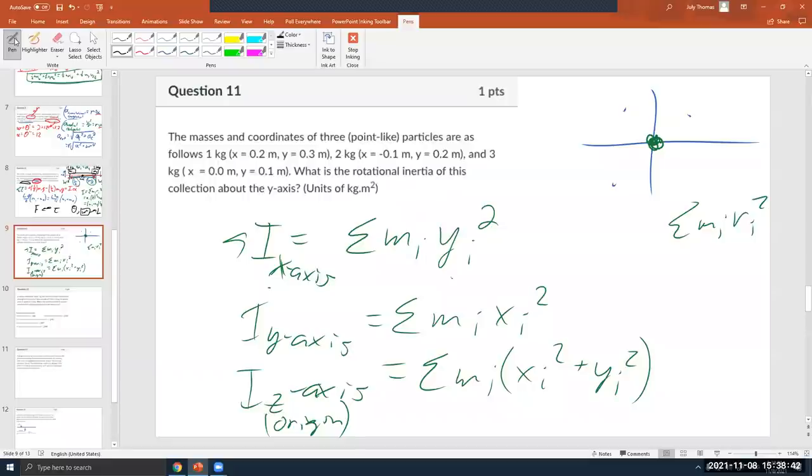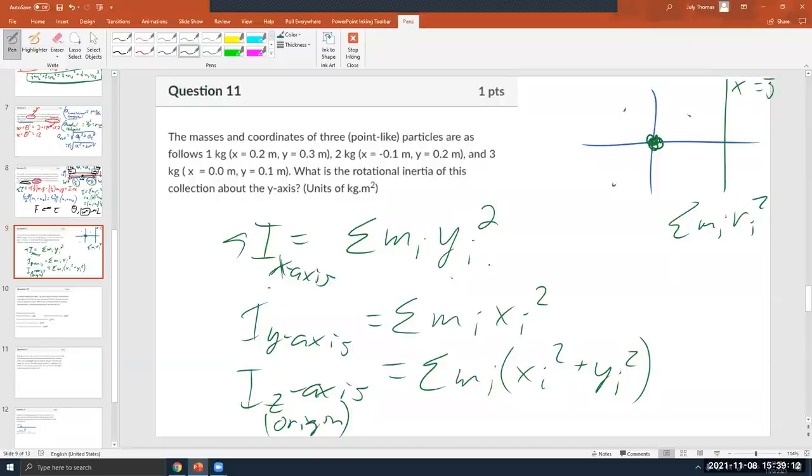One other thing to be aware of is that they could ask you to find the inertia about some other line that's parallel to these, or about some other point on the page, but is still in the XY plane. In any case, what you could do is just adjust. For instance, if they ask you to find the inertia about the line X equals 5, in that case, I'd still use this first formula.